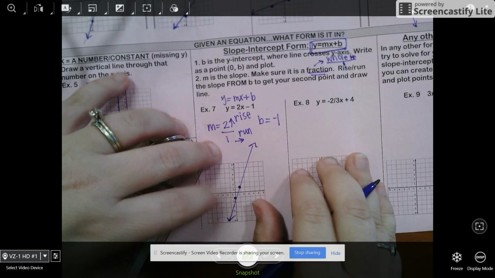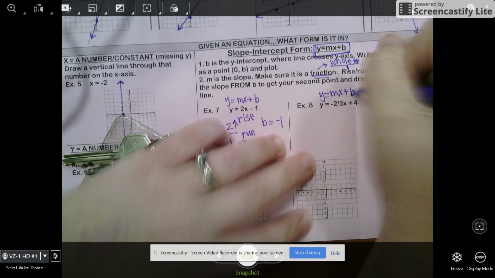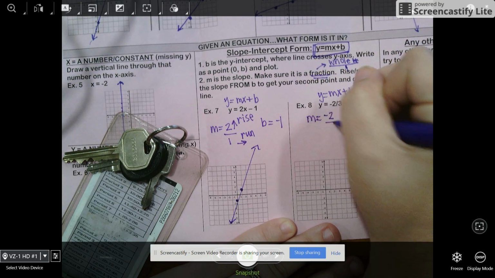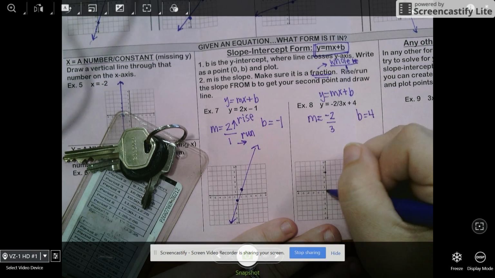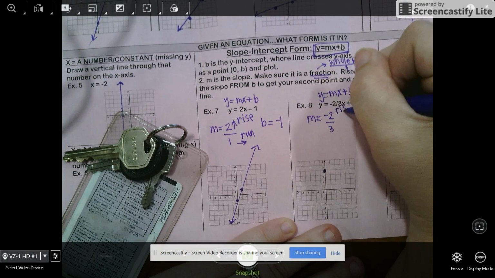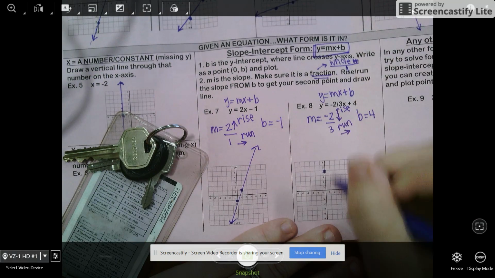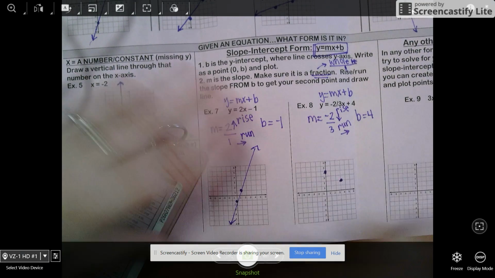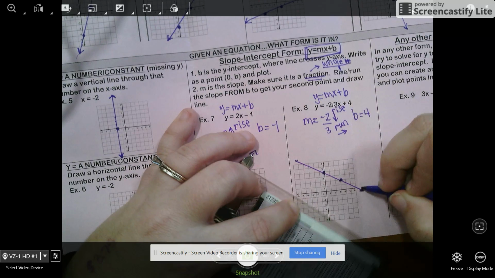Okay, so this next one, again, y equals mx plus b. This time m is -2/3, and b is 4. So my y-intercept is 4: 1, 2, 3, 4. And my rise is -2, so that means down 2. And my run is +3, so that means right 3. So rise is down 2, and my run is 1, 2, 3 to the right. Okay, and then I'm going to connect this with a line.